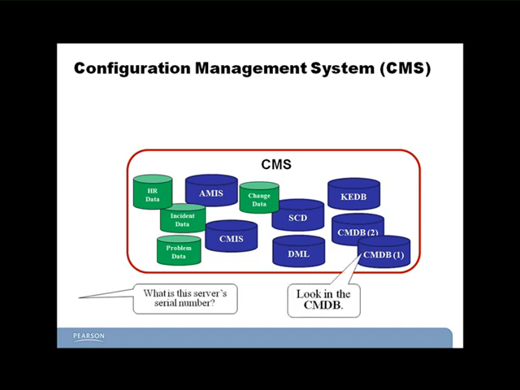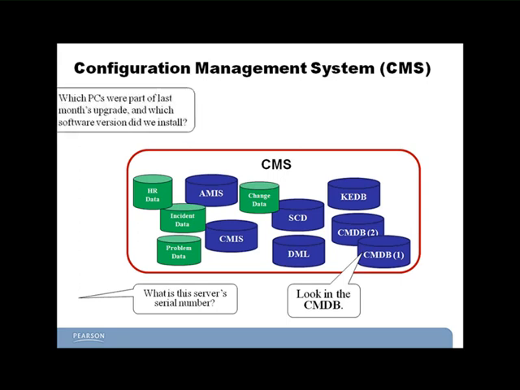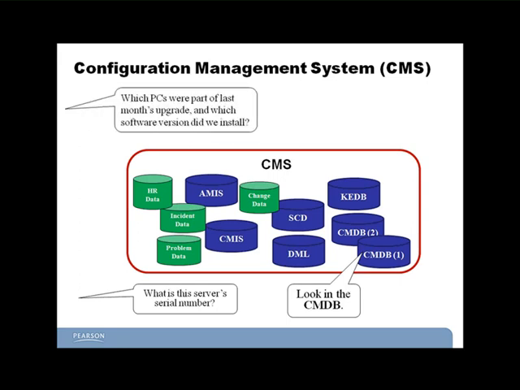In the CMDB, because that's where information about a single CI would be stored. But if you need to draw relationships between more than one data source, then you're going to look in the parent. You're going to look in the CMS. For example, which PCs were part of last month's upgrade, and which software version did we install? Because we can't get all of that information out of one single database, we're going to have to look in more than one place at one time.